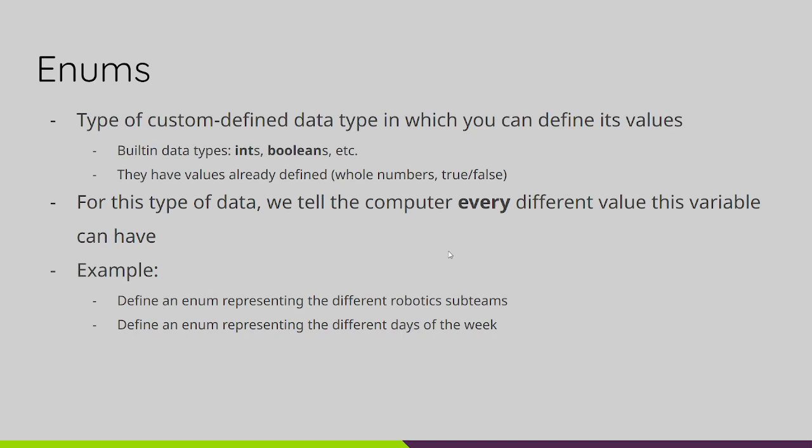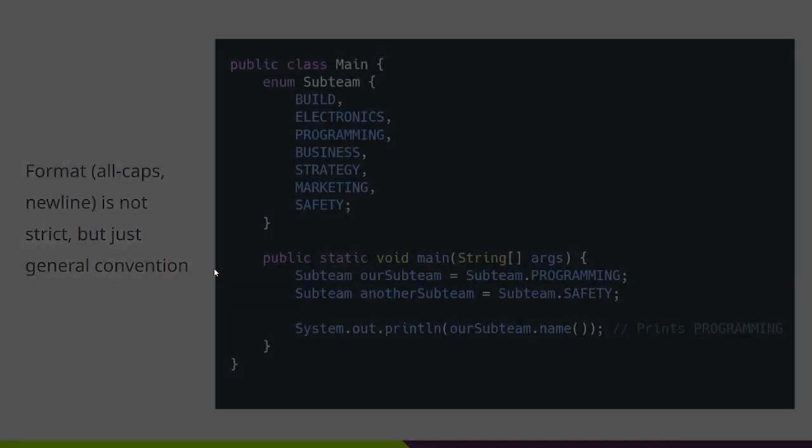So enums. Enums are a custom data type. You see earlier we have primitives such as ints, booleans, doubles, but enums are similar to strings where they're an object and you can create a custom data type. For example, you can make an enum representing all the different robotic subteams, because a robotic subteam wouldn't be a simple int or a boolean. You don't want to make its own different value for it.